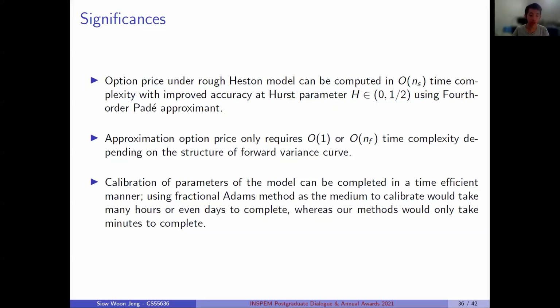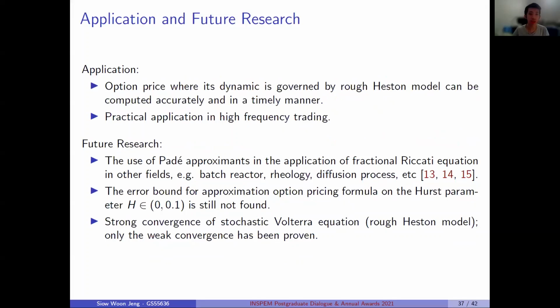If we actually use the fractional Adams method to solve the fractional Riccati equation, we would actually require many hours or even days to complete the calibration. Whereas for our methods, it will only take minutes to complete. So the application, we can now compute the option price under the rough Heston model in an accurate manner and in a timely manner. So I believe there is also practical application in high frequency trading for my work.